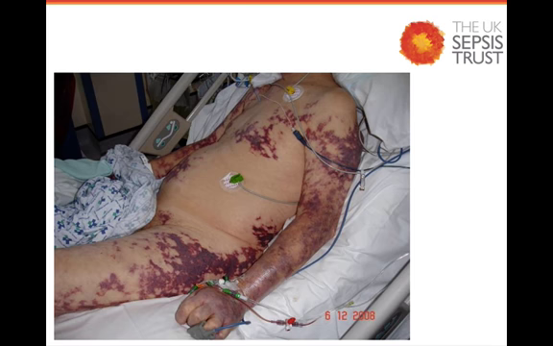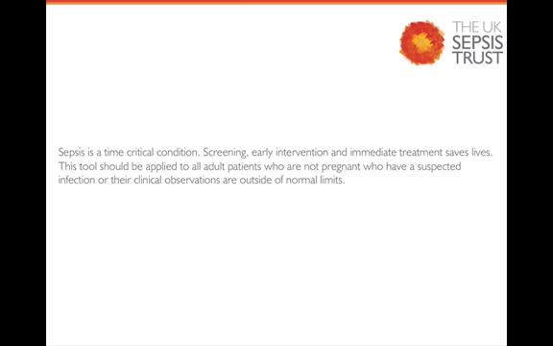Okay, so now moving on to the tool itself, and we'll start right at the top. And the first sentence we've got is sepsis is a time-critical condition. Screening, early intervention and immediate treatment saves lives. And then it tells you which and who this tool should be applied to. And this is going to be different depending on which tool you're using. This tool, the emergency department tool, is only to be used for adult patients and patients who are not pregnant.